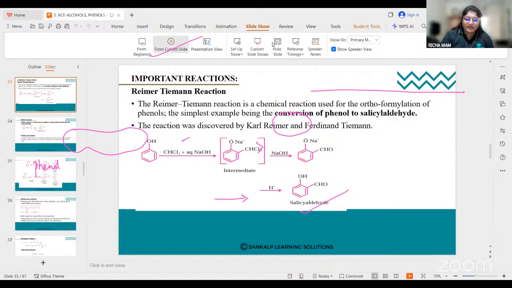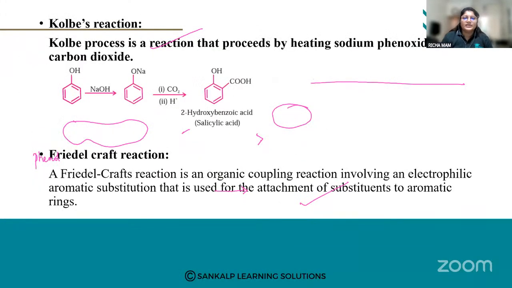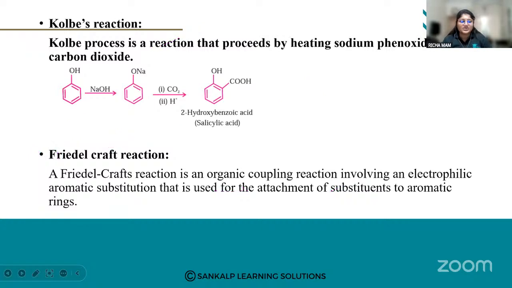So these are the reactions. Then next is the Kolbe reaction, a very important name reaction. The Kolbe process is a reaction that proceeds by heating sodium phenoxide with carbon dioxide. Again, Kolbe is also a very, very important 2 marks question. So how are you going to explain it?